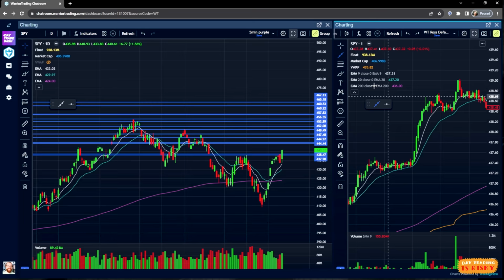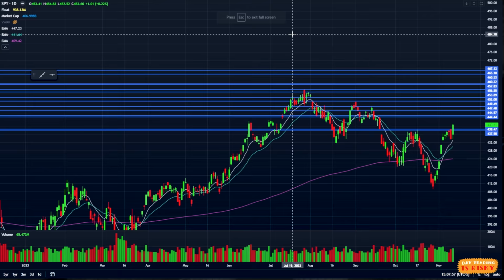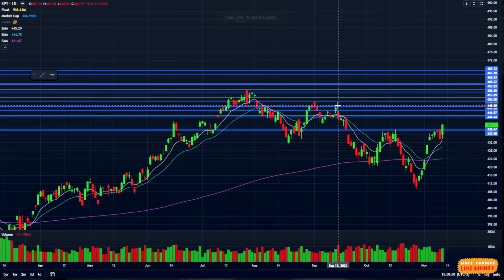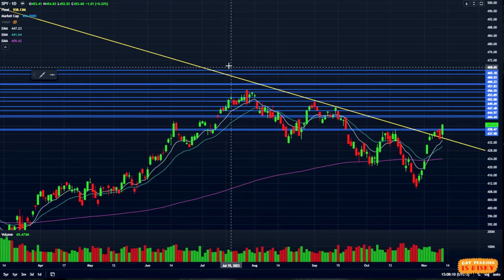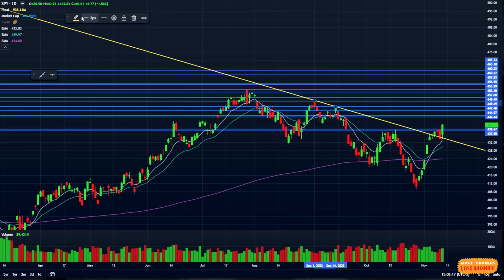On the daily chart here, it's the same way. And these levels make a difference when it comes to intraday price action. So now you see, all right, we've got this level here. We could change this color here. So we've got this yellow descending resistance line. This is a resistance line, it's descending. Now, what I'll sometimes do, I like to draw and create channels.